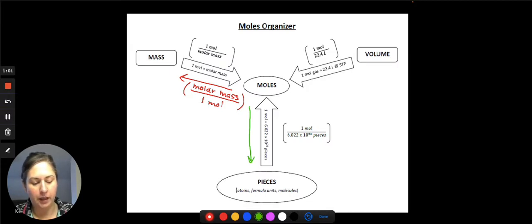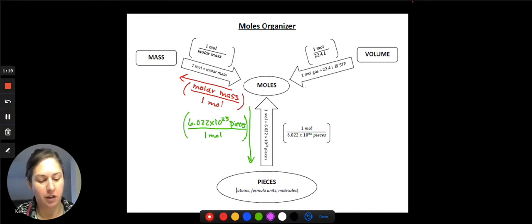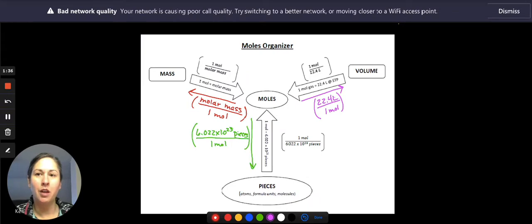So this one would be 6.022 times 10 to the 23rd, Avogadro's number, pieces over 1 mole. And then of course in the opposite direction here, this would be 22.4 liters over 1 mole. So this is just a diagram that I like to use to organize myself as I work through these conversions. There are some other ones that people use, and those are different entities that you are able to use for these.